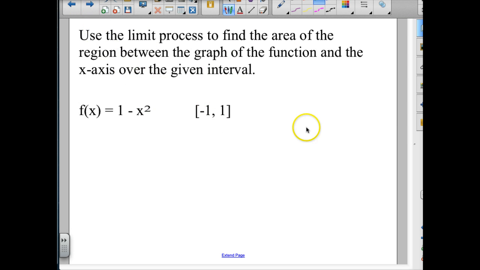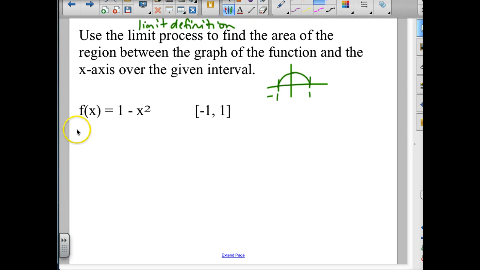Okay, let's step up the game a little bit. Let's use the limit process, which is also called the limit definition of area, to find the area of the region between the graph of the function and the x-axis over the given interval. So I have some function like that, going from -1 to 1, and I want to find the area under that curve. All right.